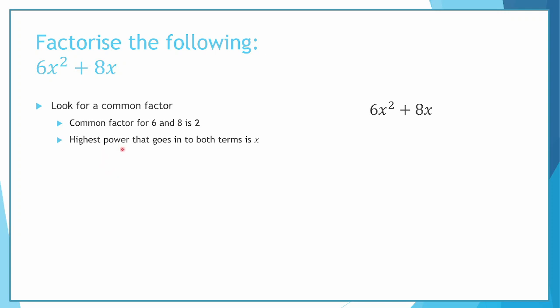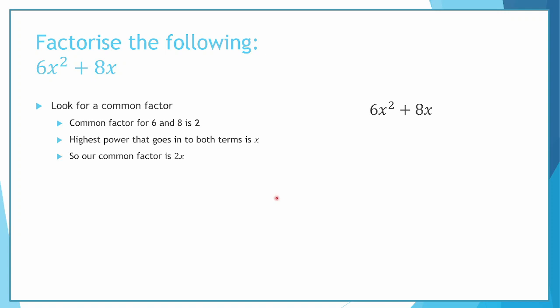Then we're going to look at the highest power that goes into both terms. So both of our letter terms. So we've got an x squared here. We've got an x. So we're going to look if there's a common factor between our letter terms. And there is. So there's a common factor of x because x goes into x squared and leaves us with a whole number, and x goes into x and leaves us with a whole number. So we've got another common factor of x here. So our combined common factor is 2x. So 2 from our number terms and x from our letter terms.